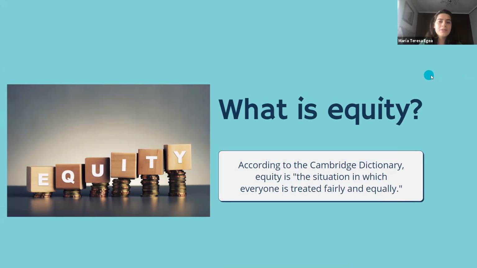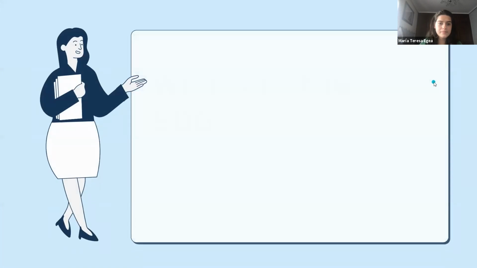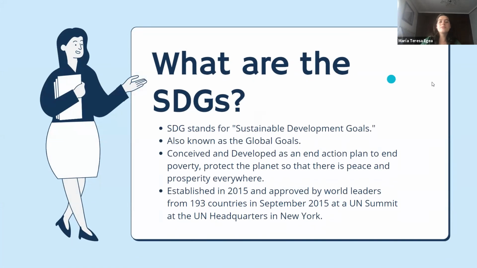Okay, so to start off the presentation, firstly, we will talk about what equity is. According to the Cambridge Dictionary, equity is the situation in which everyone is treated fairly and equally. So let's move on to the next part.